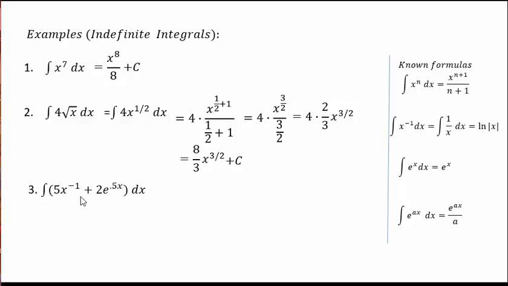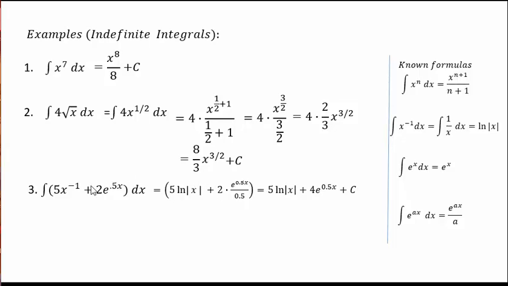So this combines two terms, and to find the integral, we can individually find the integral of each term and simply add them together. So the first term is of the form of the second rule, where we have x to the negative 1. And the second term is of the form e to the ax. So for the first term, we use the second rule and we're left with natural log of x, and the 5 remains constant, so we just multiply it.